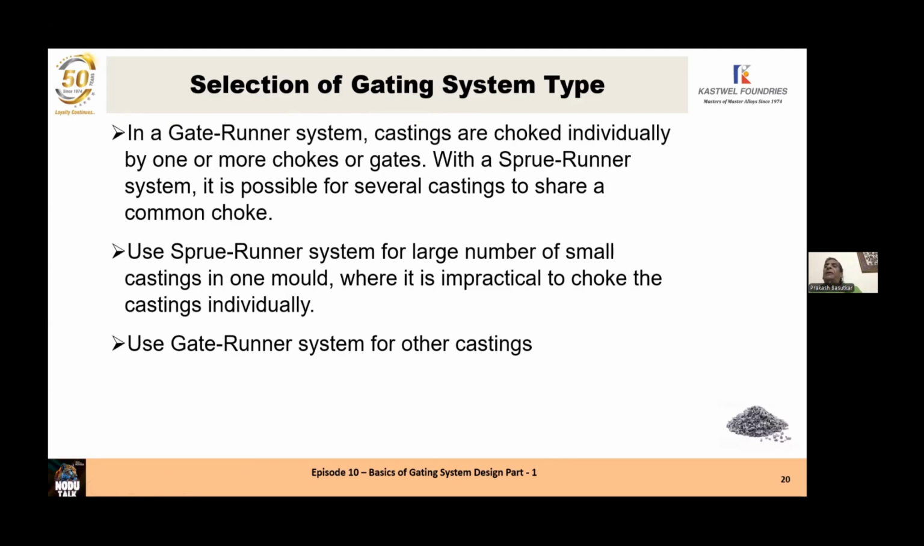In the gate runner or pressurized system, castings are choked individually by one or more chokes at the gate. With the screw runner system, it is possible for several castings to share a common choke. So the choke is near the screw. Use the non-pressurized system for a large number of small castings in one mold where it is impractical to choke the casting individually. When you have a large number of castings, use a non-pressurized system. Use a pressurized system for other castings.